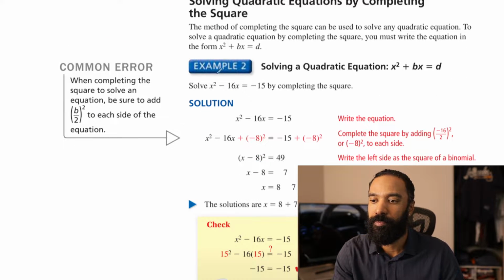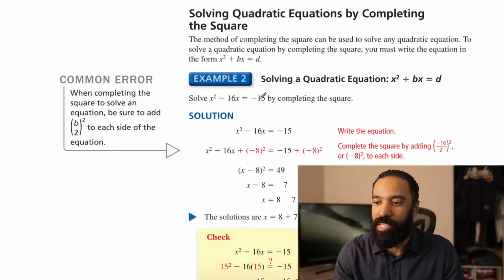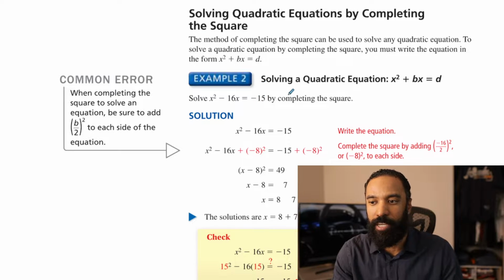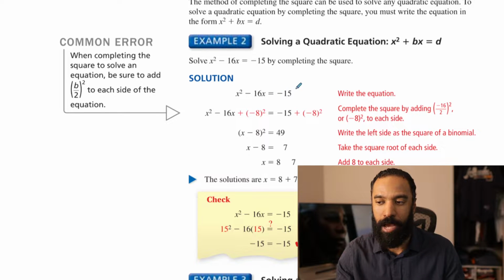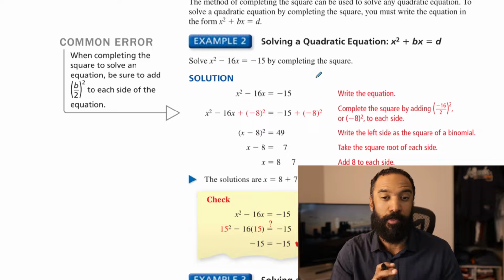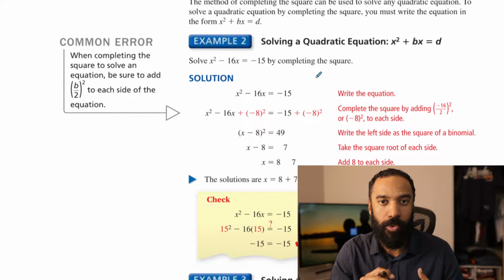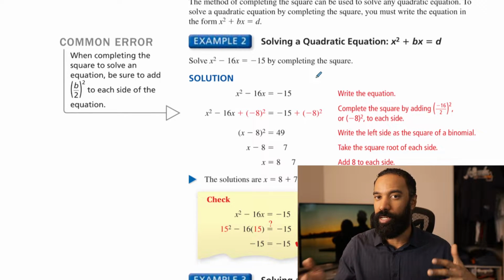Let's move forward. X squared minus 6x equals negative 15. Let's solve by completing the square. So here's what we're going to do. We're going to find the number that gives us a perfect square trinomial on this side. Now this time we're not just completing the square, we are working with an equation.